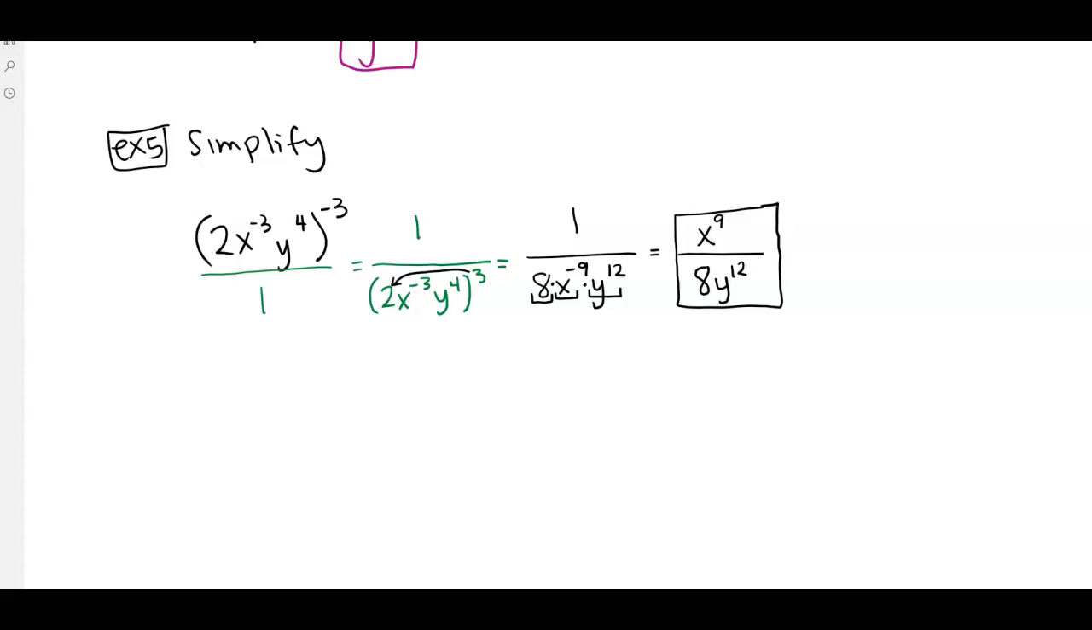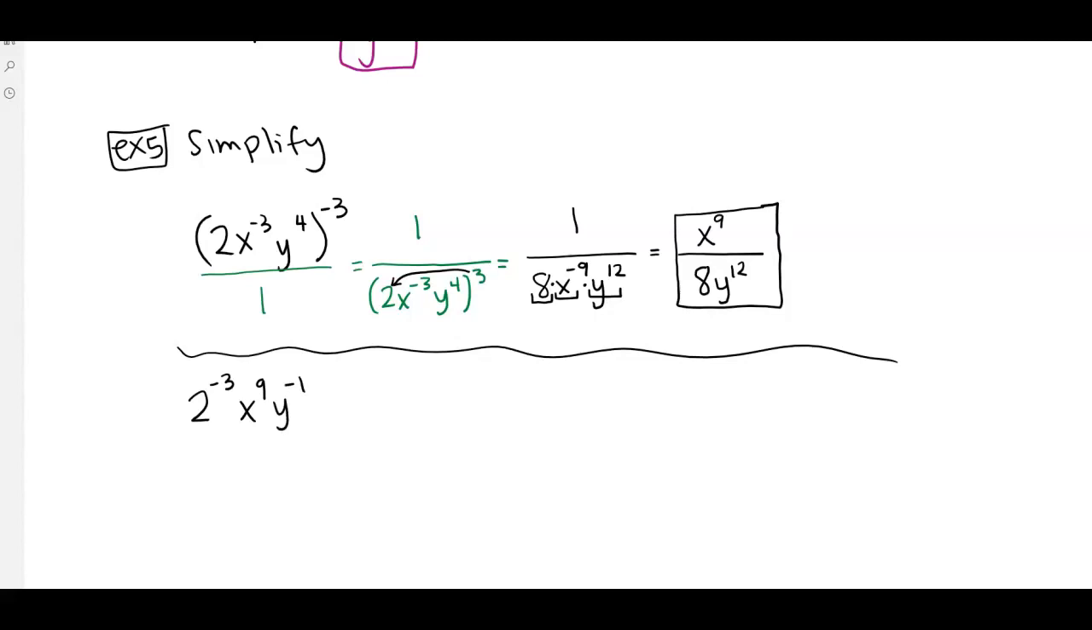I have a question. Yeah. So I did it the other way. I just distributed first. Okay. And that would make it negative 8, right? So remember that it's 2 to the negative 3rd power, right? Let me just distribute this all through. And then you'd have x to the 9th power, and then y to the negative 12th.